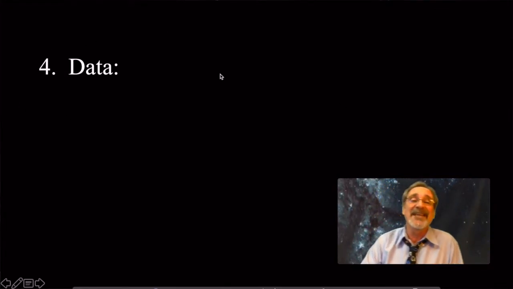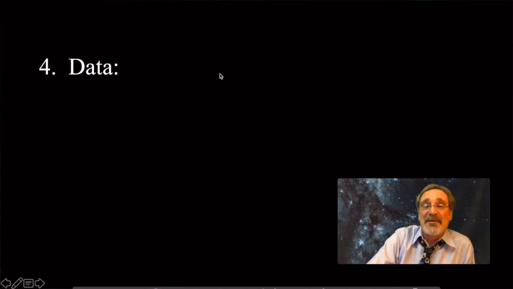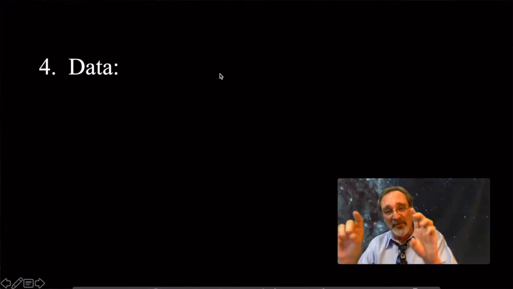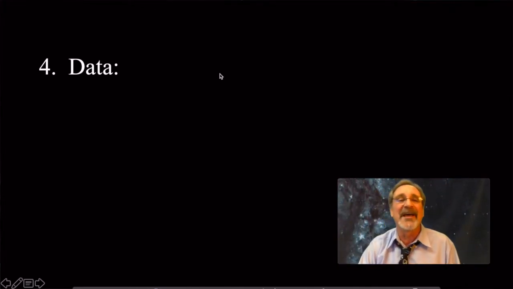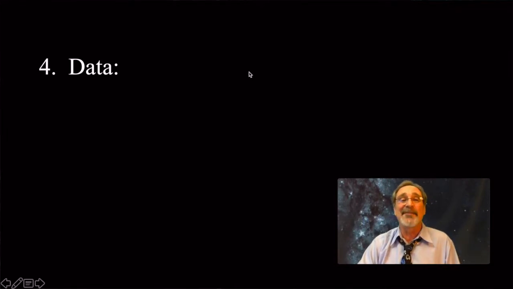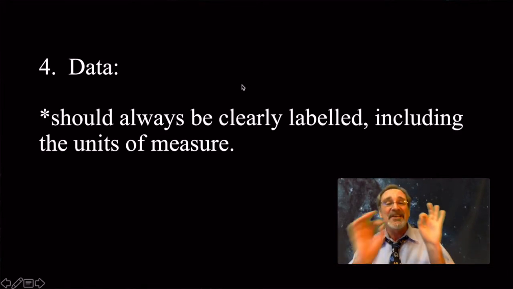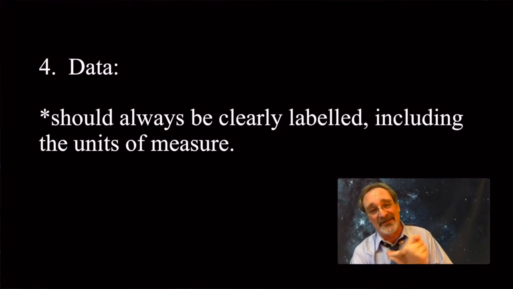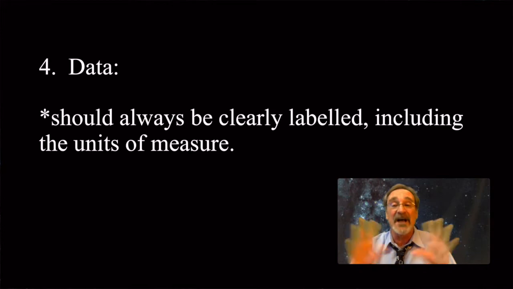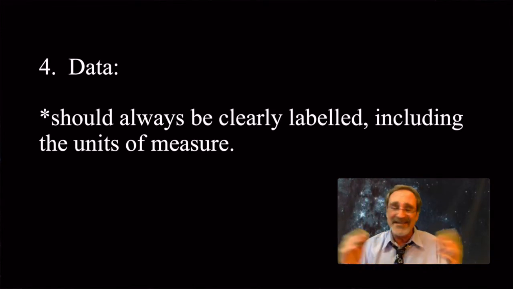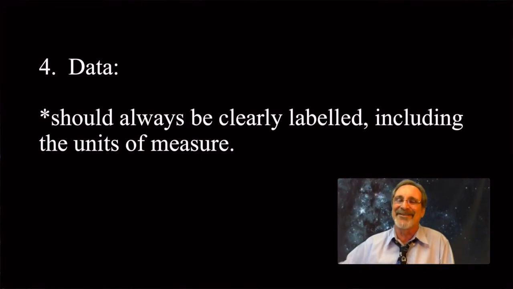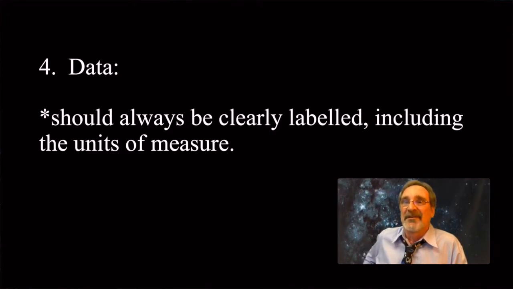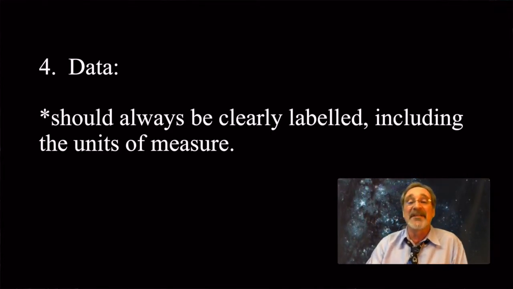Now, the next thing is data. And I'm not going to spend a lot of time with this here, making a data table. We'll spend a little more detailed time with that later on. But the important thing to keep in mind with a data table, it should always be clearly labeled, including the units of measure. I will tell you right now that when we've talked to high school science teachers and say, hey, what's the thing you really want to make sure they know? And they go, use the units of measure. And so this is something that's going to be really important.